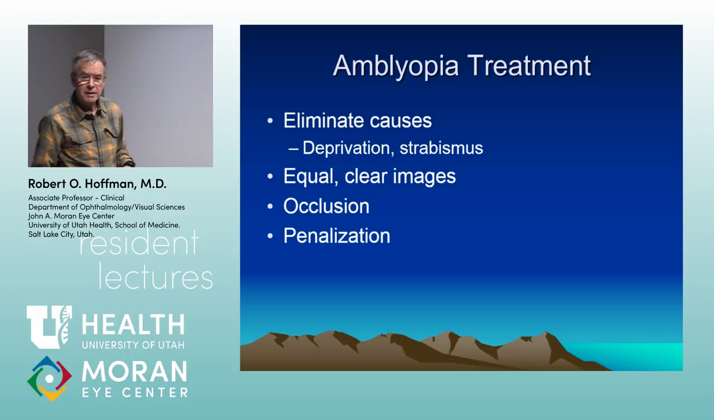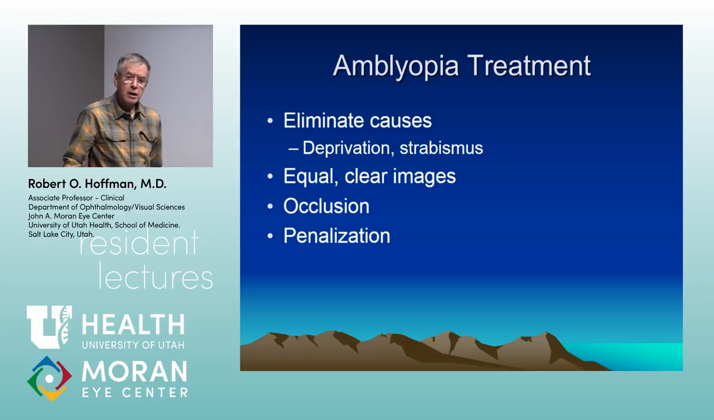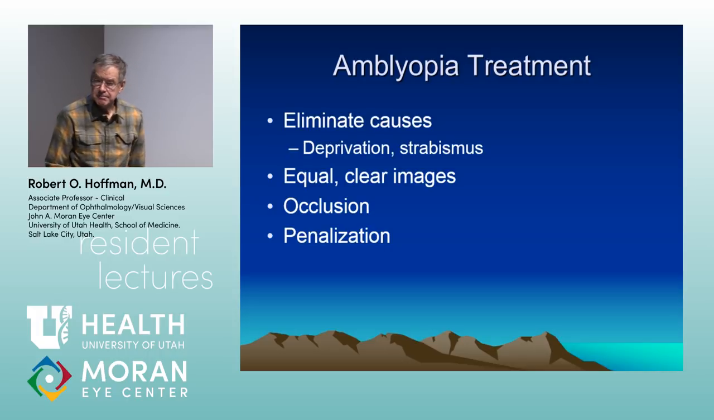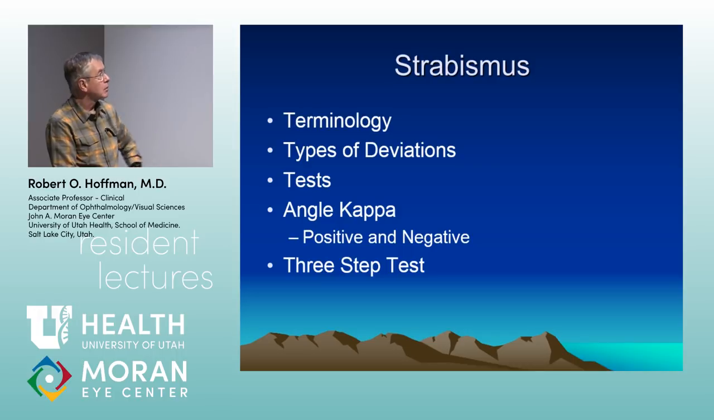There are new things that probably won't show up on OCAPs, but you'll hear about using stimulation of both eyes in various sorts of circumstances to treat amblyopia. Exciting stuff. That is coming, though probably not to show up in a test like this at the moment. Now, let's run through strabismus terminology, types of deviations and whatnot, and this angle kappa thing so that you can figure out the answer, because there is often a question about that and a question about the three-step test.